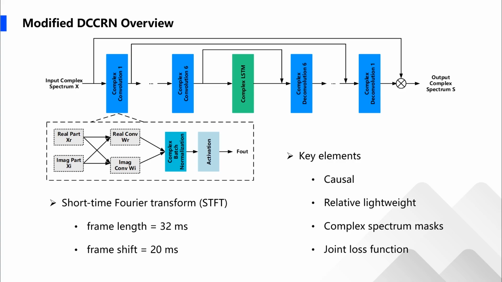So, the key elements I am going to talk about specifically here are the causal system, the relatively lightweight neural network, the complex spectrum maskers, and the joint loss function. For the causal system, no zero padding is required on the convolution layer, we halved the hidden units in the LSTM layer, and removed the dense layer. We can train a relatively lightweight neural network.